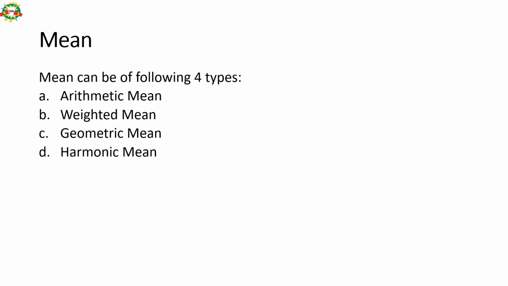Mean. Mean can be of following 4 types: arithmetic mean or AM, weighted mean or WM, geometric mean or GM, and harmonic mean, which is also called HM.